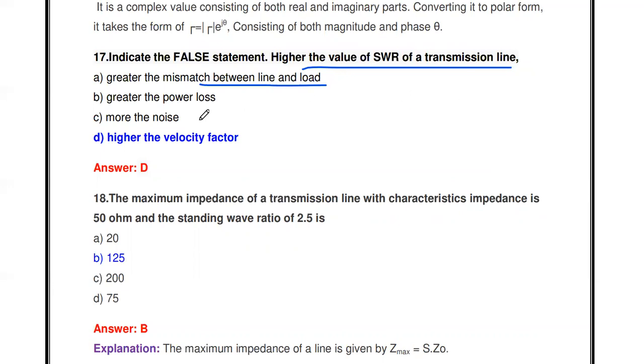This is the correct statement. Greater the power loss. Yes, SWR is high means power loss is also high. More the noise. So these statements are true. But we have to identify the false statement. So SWR is high means the velocity factor is high. This is false. So this one is a false statement regarding higher the value of SWR.